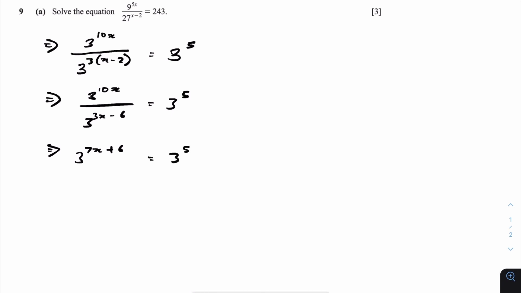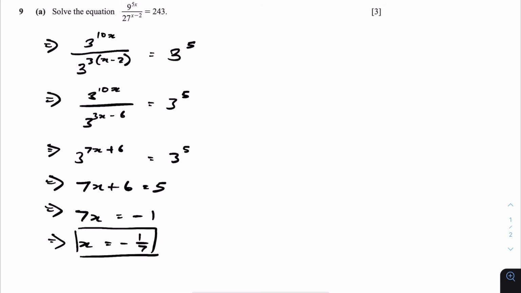Which is equal to 3 to the power of 5. Now we've got the same base here. So now we have to equate the exponents. So 7x plus 6 is equal to 5. 7x is equal to negative 1. So x is equal to negative 1 over 7, which is our final answer.